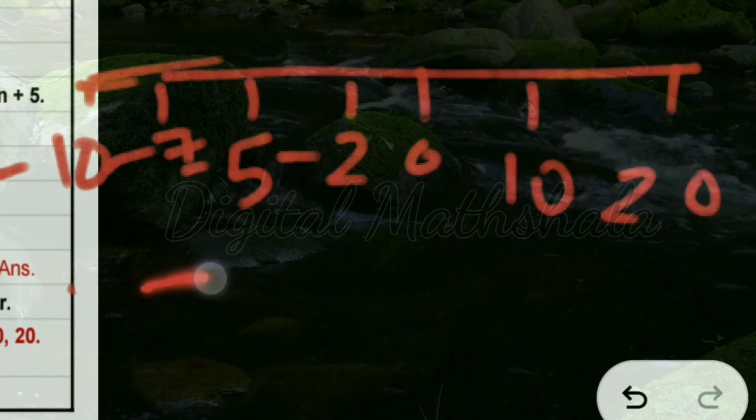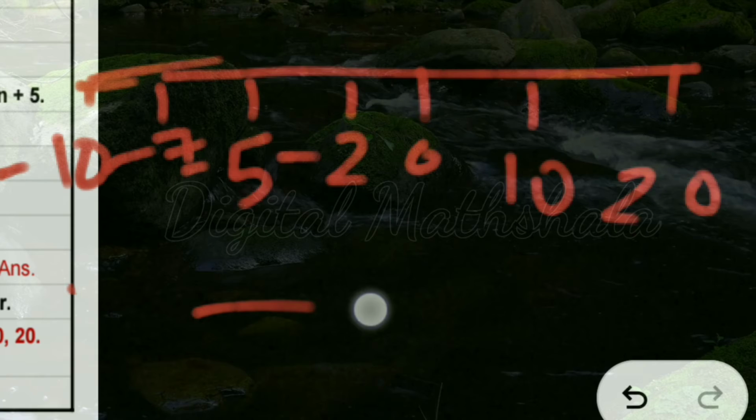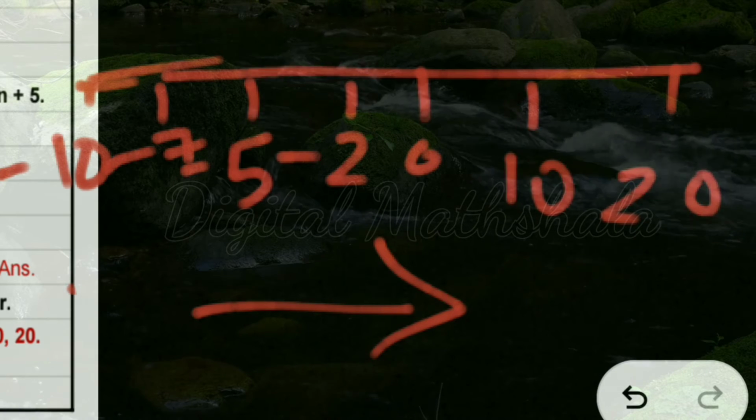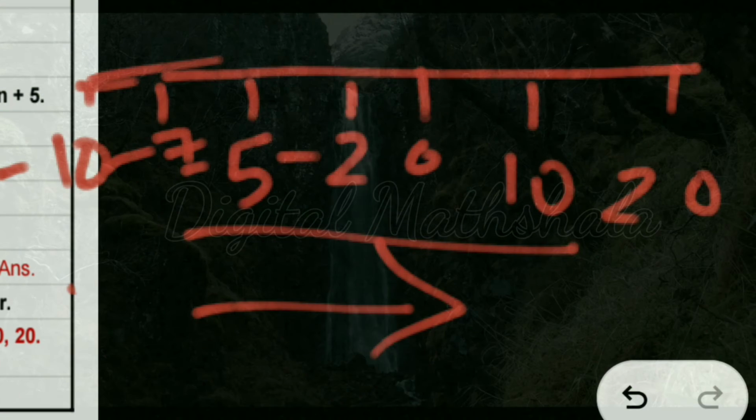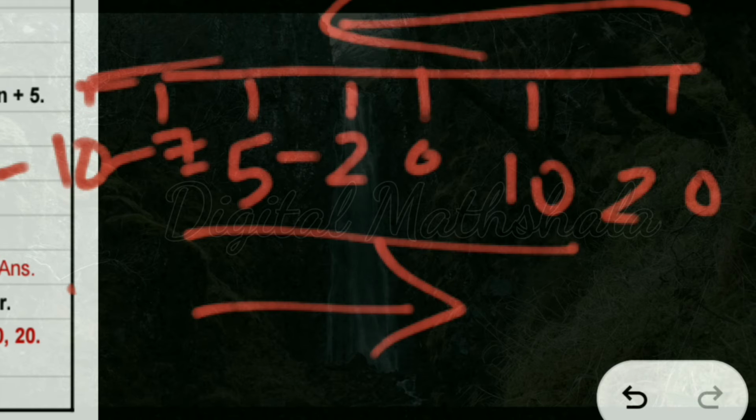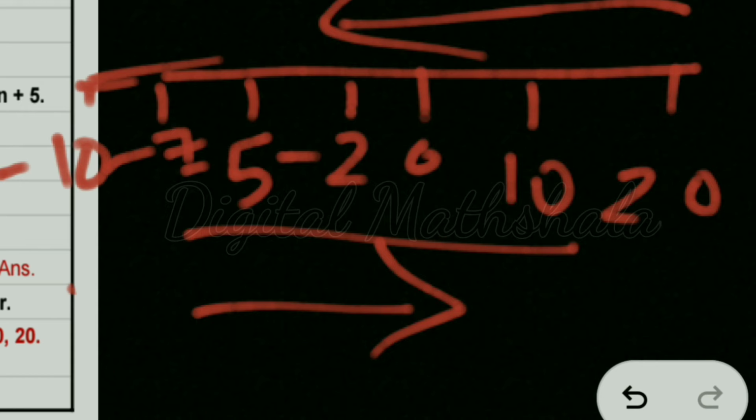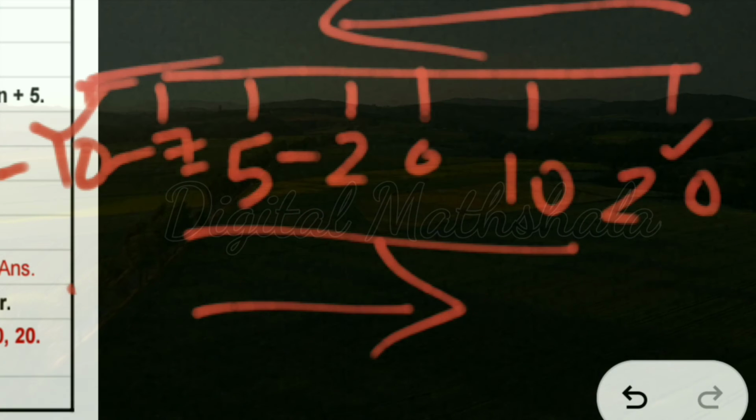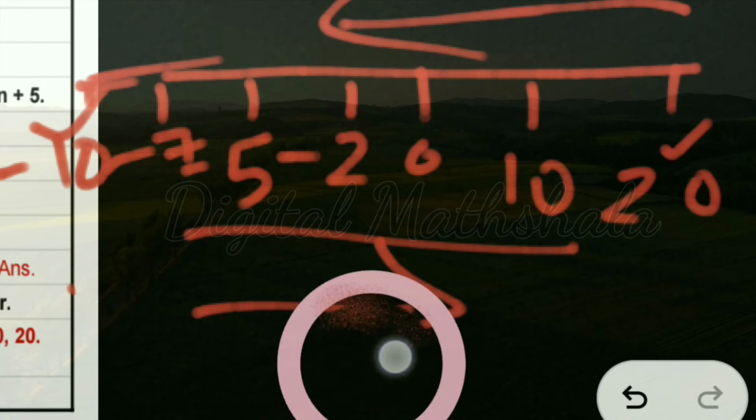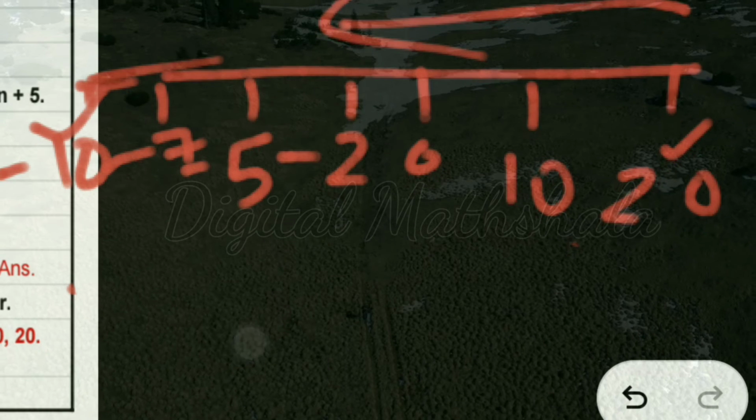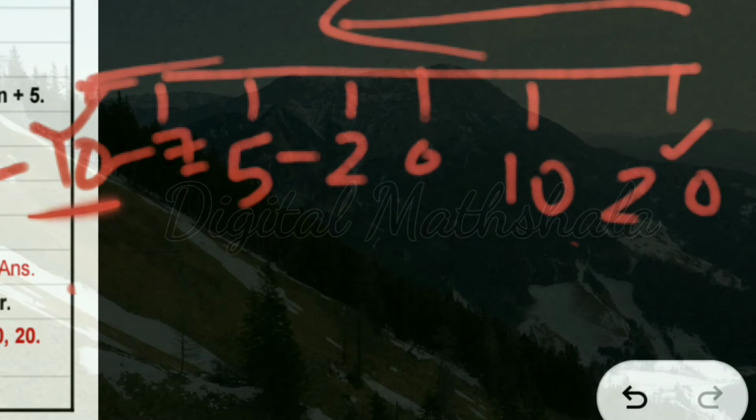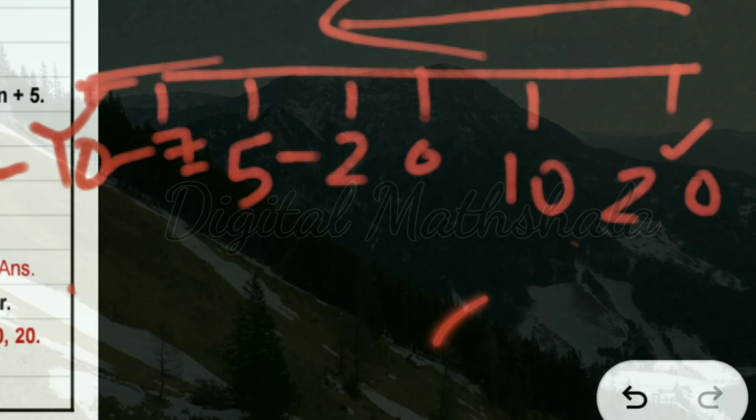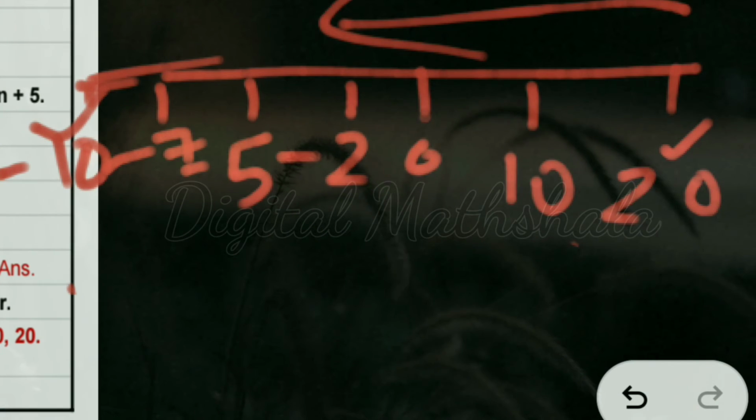So if we move to the right side we will get the bigger number, and if we move to the left side we will get the smaller number. So if you want to write the numbers in descending order, then you will start from 20 and you will go to -10. And if you want to write the ascending order, then you will start with -10 and then you will go to 20. I hope now all the things are clear to you.